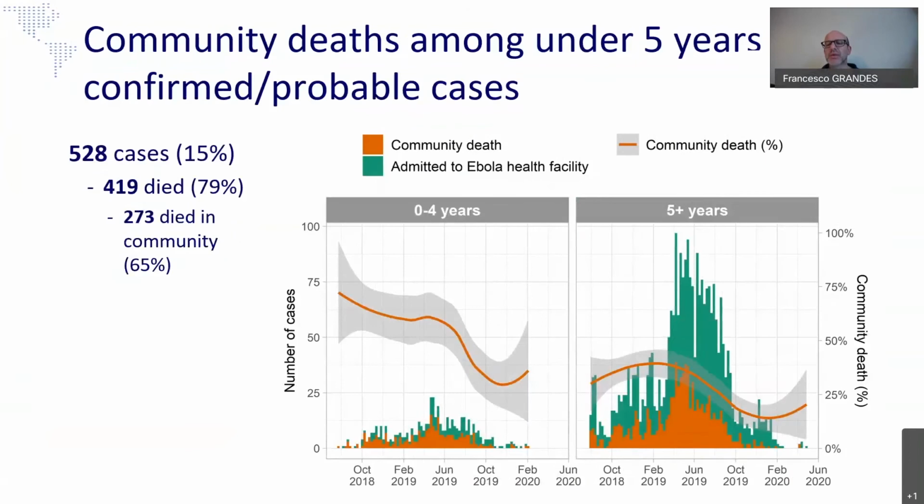To continue with community death, we look at this indicator in children under 5 years of age. As I previously said, 15% of confirmed and probable cases were children under 5 years of age, with a case fatality of 79%. Community deaths accounted for 65% of all deaths in this age category, a proportion much higher than in all other categories, and that remained much higher throughout the entire epidemic.